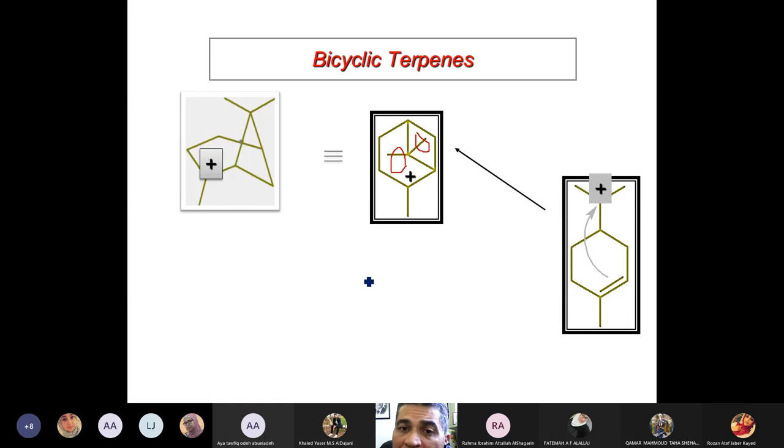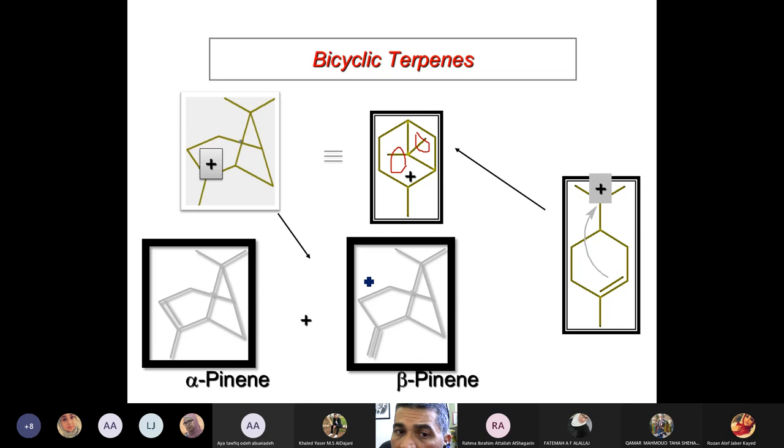In some cases, bicyclization could occur. Instead of one cycle, bicyclic, as you see, this is one cycle and this is the second cycle, like alpha pinene and beta pinene, the pine tree, whose characteristic odor and taste are due to the presence of these compounds, alpha pinene and beta pinene. It is bicyclic, two cycles, even though they came from the same starting compound.